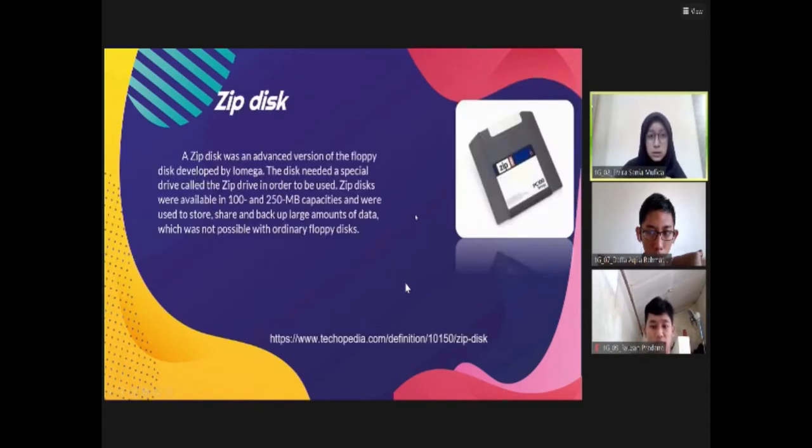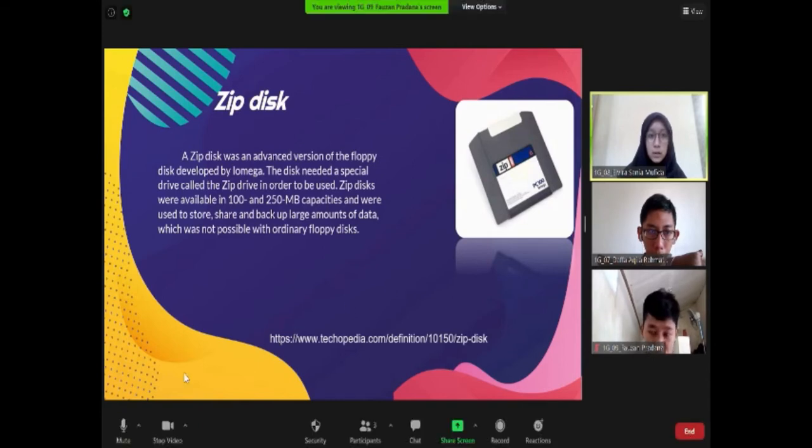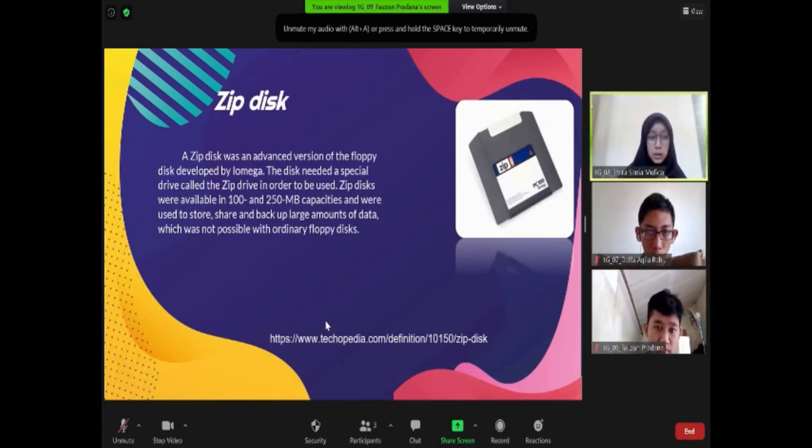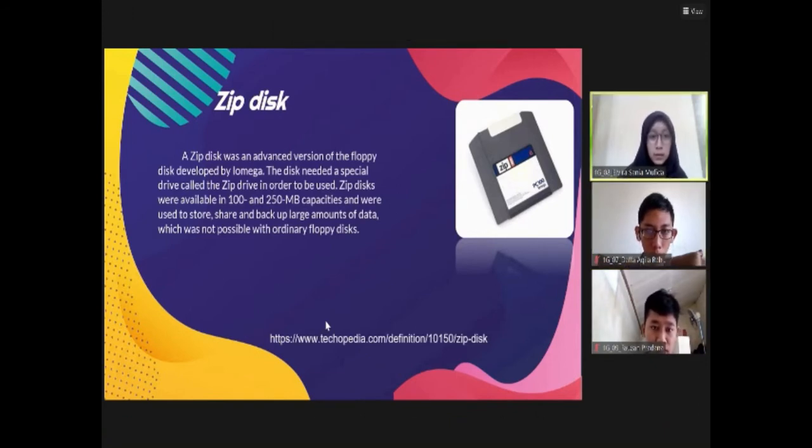Next, zip disk. A zip disk was an advanced version of the floppy disk developed by Iomega. The disk needs a special drive called the zip drive in order to be used. Zip drives were available in 100 and 250 megabytes capacity and were used to store, share, and back up large amounts of data, which was not possible with ordinary floppy disks.